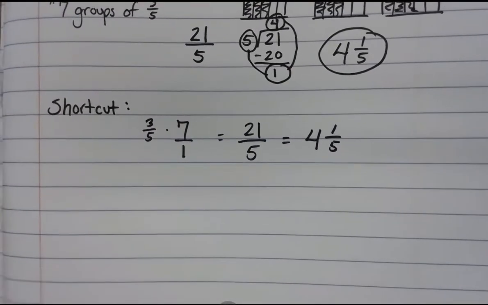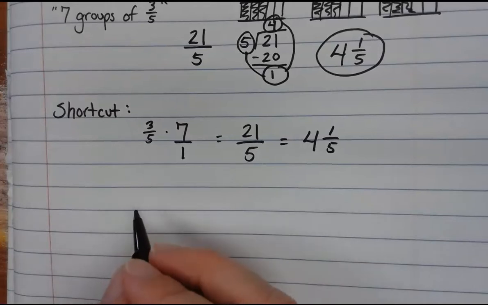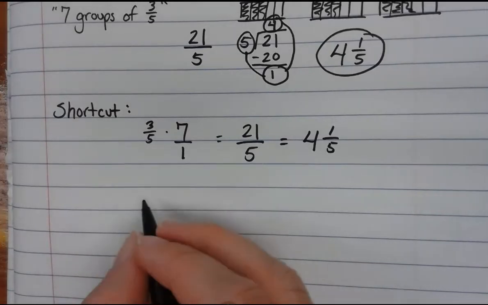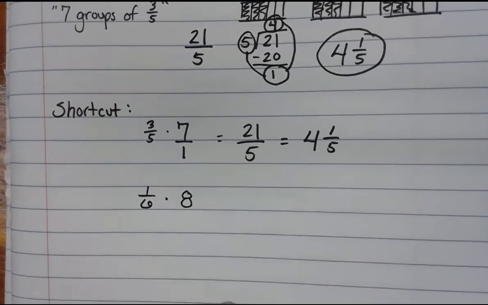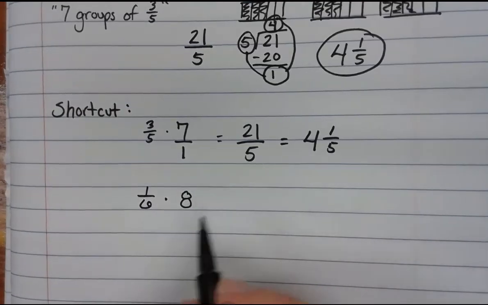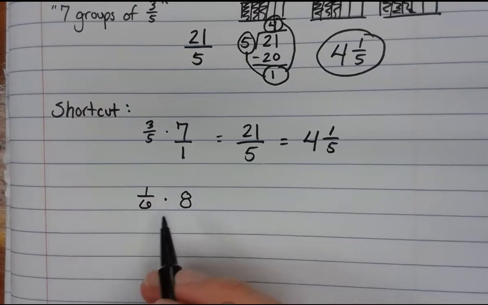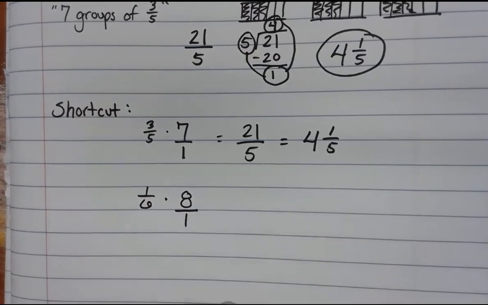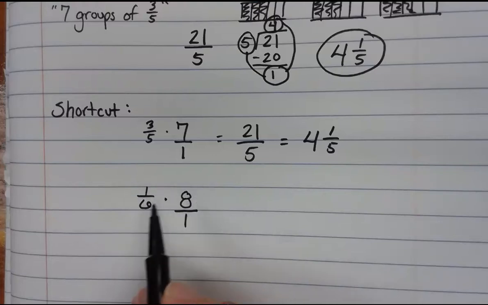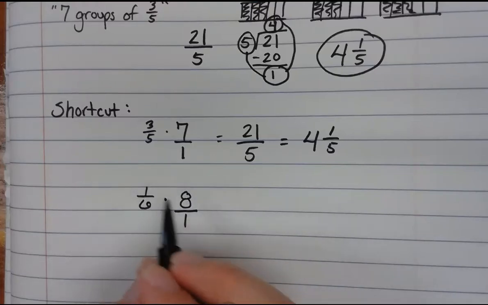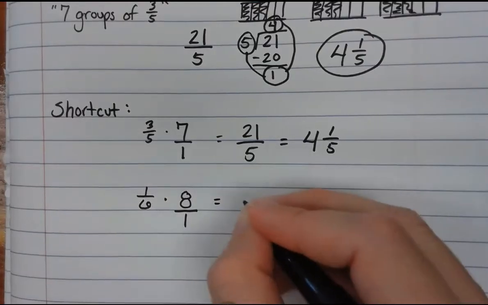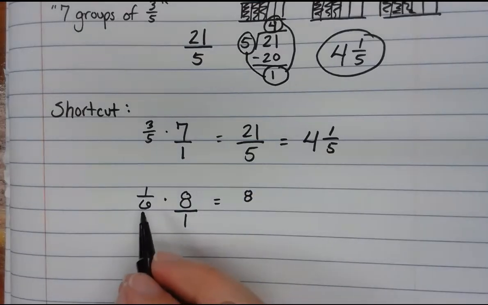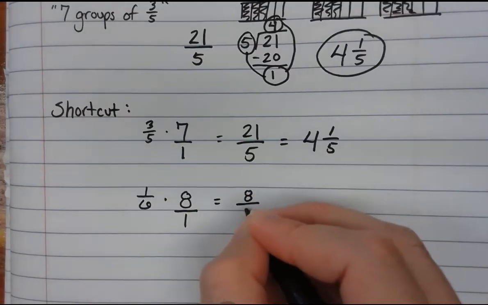So let's say that we have the problem 1/6 times 8 wholes. And so again, think to yourself, if I see a whole number and I'm multiplying it by a fraction, put that whole number over 1. And then I'm just going to multiply the numbers on the top and multiply the numbers on the bottom, and keep everything straight. So we put our whole number over 1. We're going to do numerator times numerator: 1 times 8, which is 8, gives me 8 on the top. And on the bottom, we do 6 times 1, and that gives me a 6.